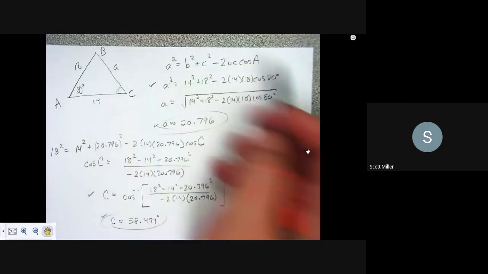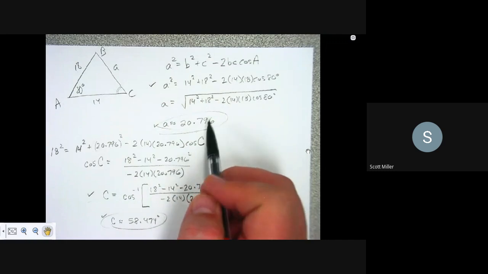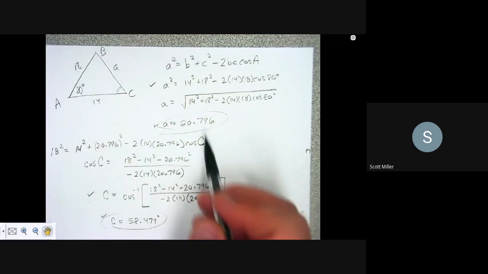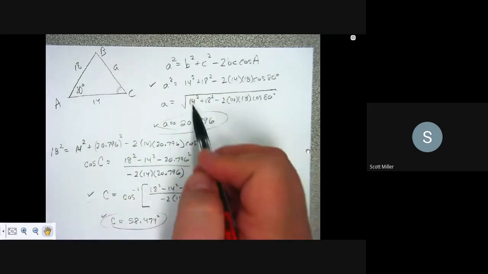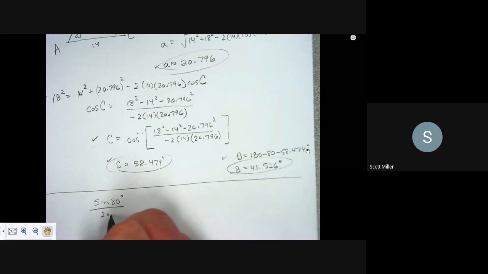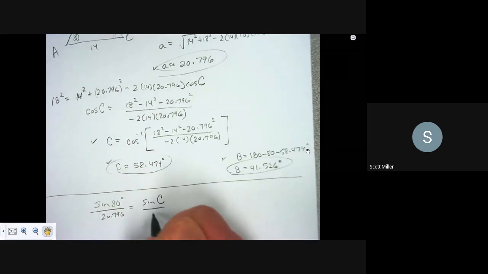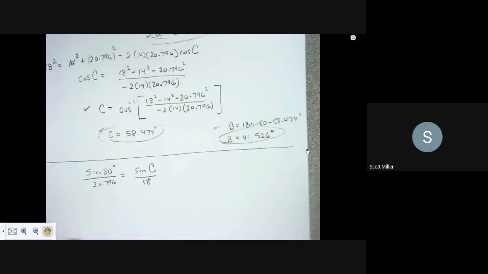So let me show you something else over here. Once I have A that we found over here, we used Law of Cosines and found A. Some people find the Law of Sines to be much easier to use. So I'm going to show you the alternate way that you could have done instead of this part right here. And that is using the A value, I have a complete ratio. So I could have done the sine of 80 degrees divided by 20.796 equals the sine of angle C over 18. Okay, using the Law of Sines because I have a complete ratio now.